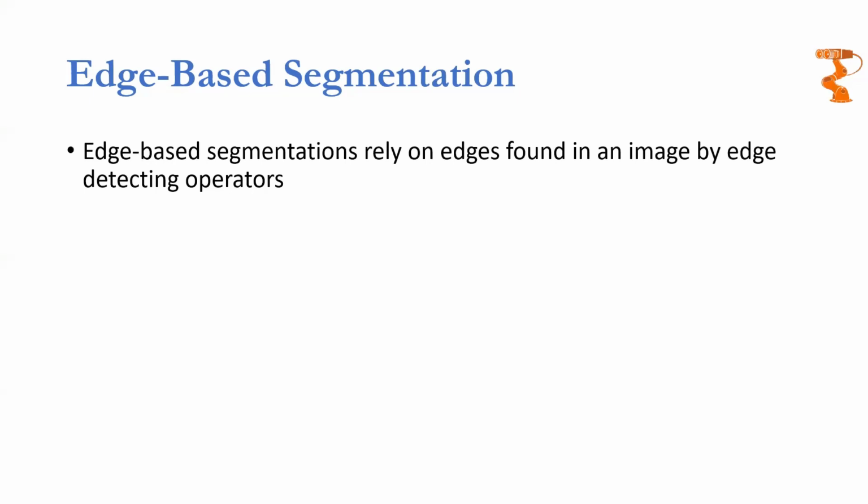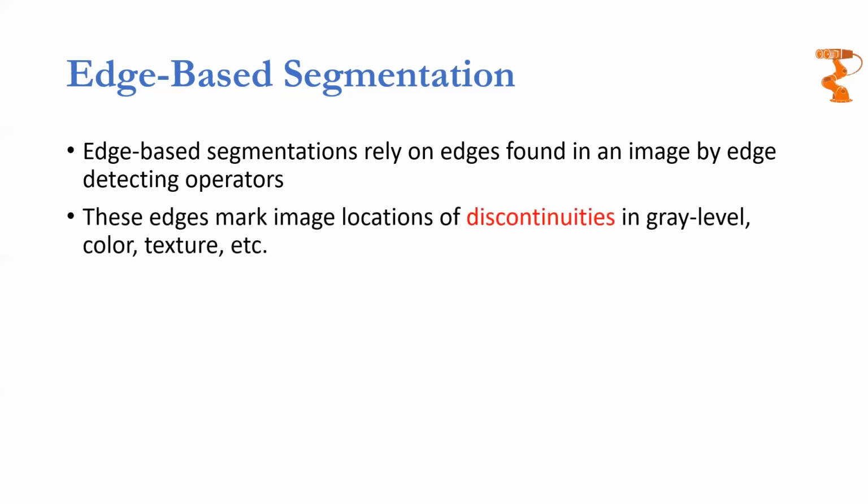So edge-based segmentations rely on edges. To find an edge, we can use different edge detecting operators, which you must have studied. What are edges? Edges are the discontinuities in gray levels. Whenever you are moving from one region into the other region, the gray level is going to change. So if you can find that discontinuity, you can find the edge.